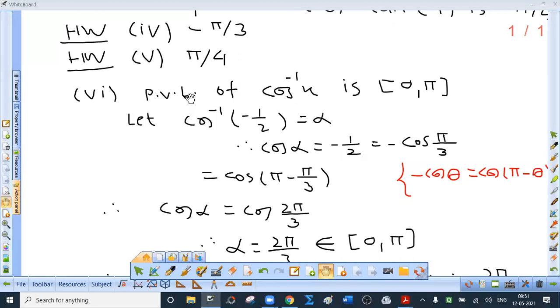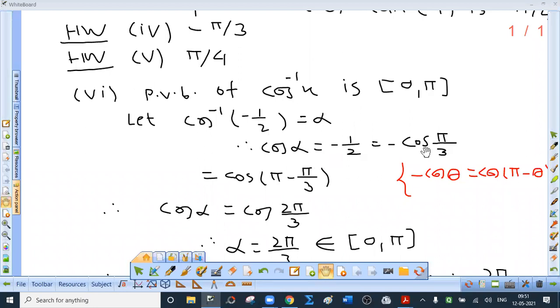We are asked to find cos inverse minus half. What is the principal value branch of cos inverse x? Closed interval 0 to pi. Let cos inverse minus half be alpha. So invert the relation. Cos alpha is minus half. But cos pi by 3 is half. So it is minus cos pi by 3.